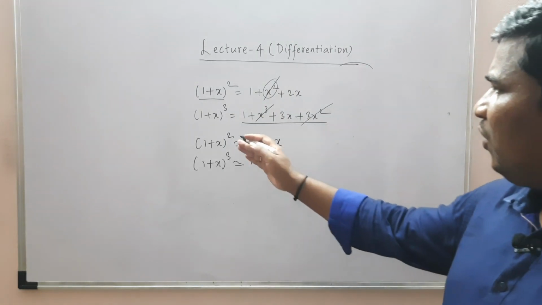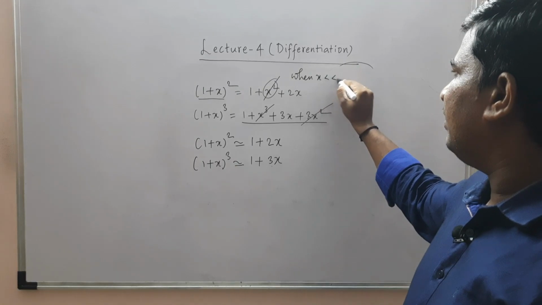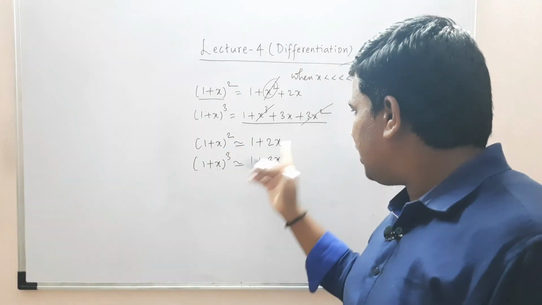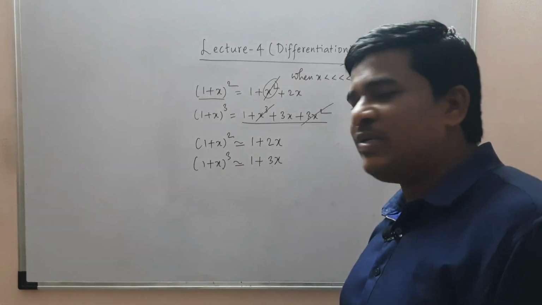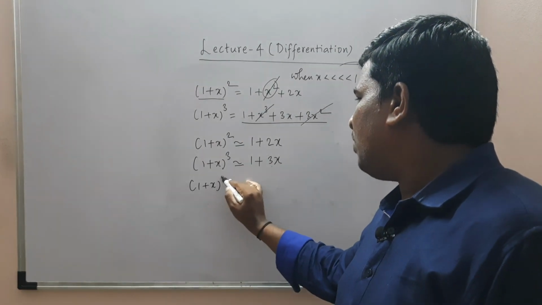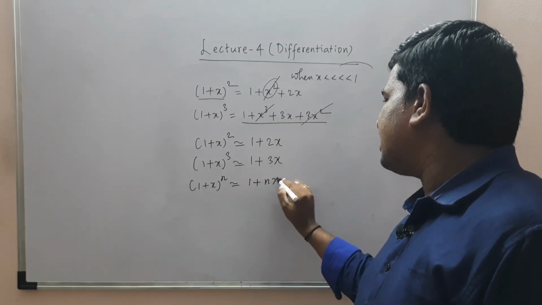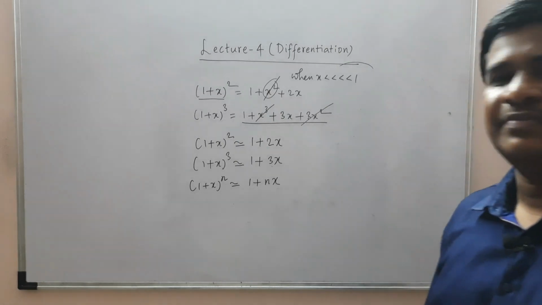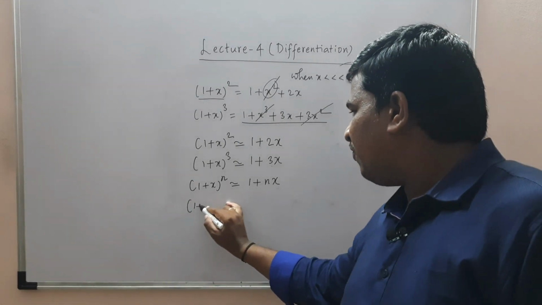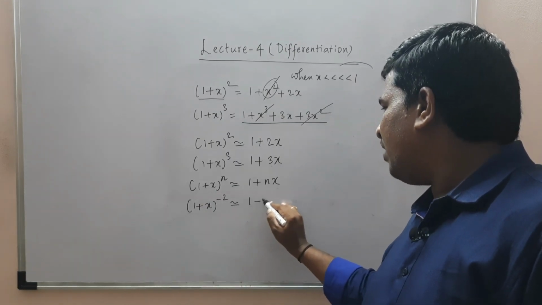So what do you understand? When x is very much less than 1, (1 plus x) whole square is approximated to 1 plus 2x, (1 plus x) whole cube is approximated to 1 plus 3x. In general, (1 plus x) whole power n is also approximated to 1 plus nx. And if you have (1 plus x) whole power minus 2, this can be approximated to 1 minus 2x.